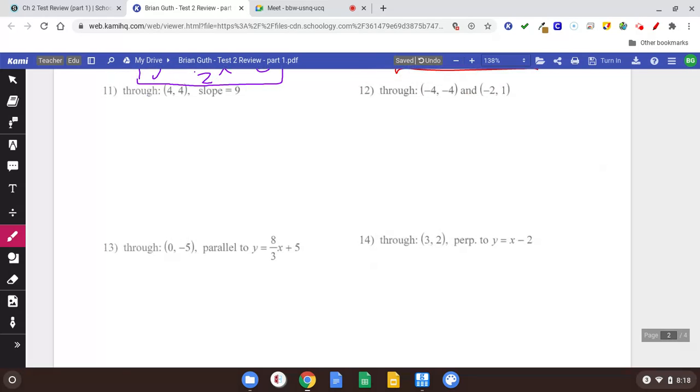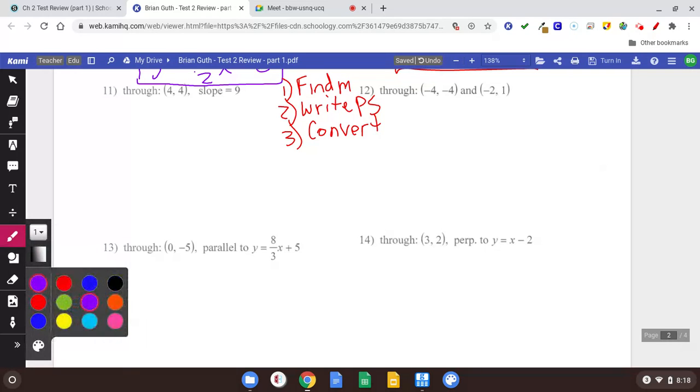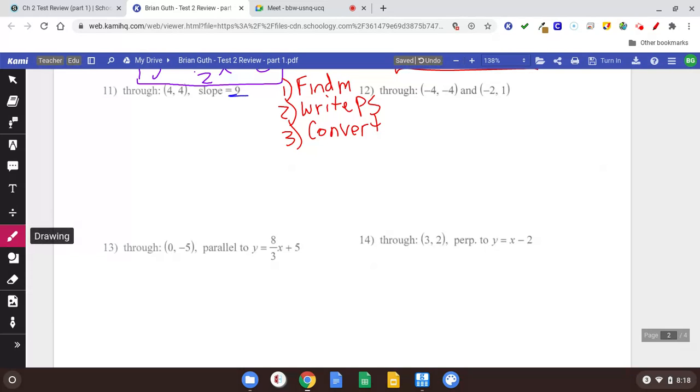Now, in general, when we see a problem like any of these, we've got a set of steps. Step 1, find the slope. And step 2, we want to write point slope form. And then step 3 is convert to whatever they're asking us to do. So step 1, find slope. Step 2, write point slope form. And step 3, convert. So step 1, find the slope. Well, that's easy in this case because that's this right here. That's your m number.